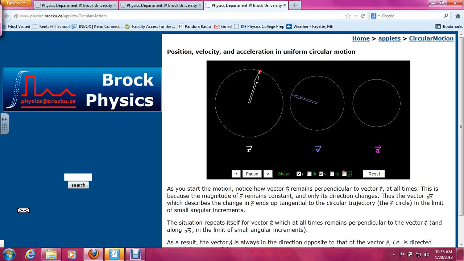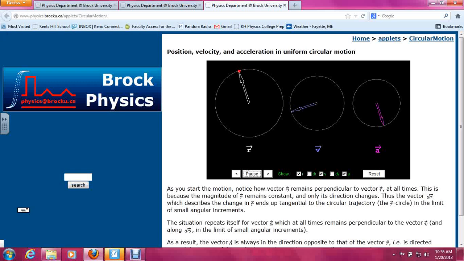If we look at acceleration, it gets a little funky. It turns out the acceleration of this object always, always, always points toward the center of the circle, which is kind of weird to think about, but it's true.